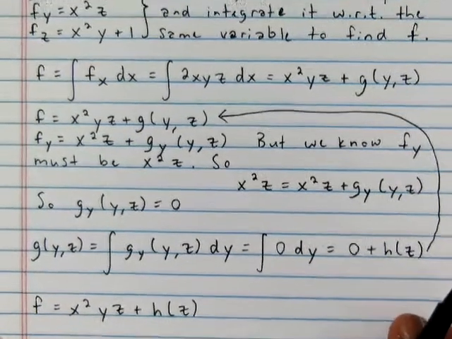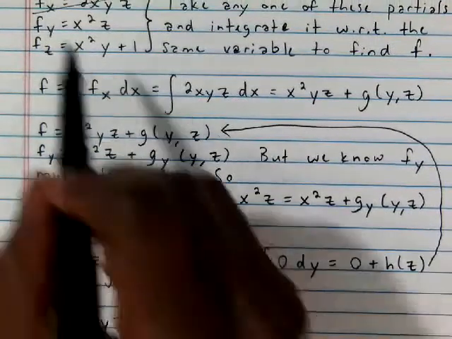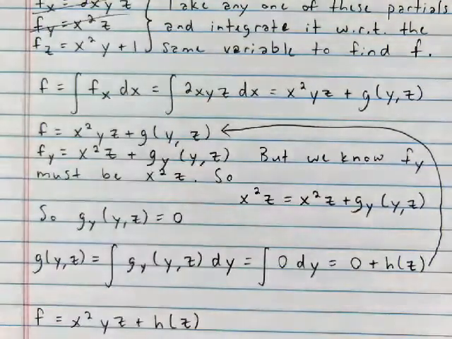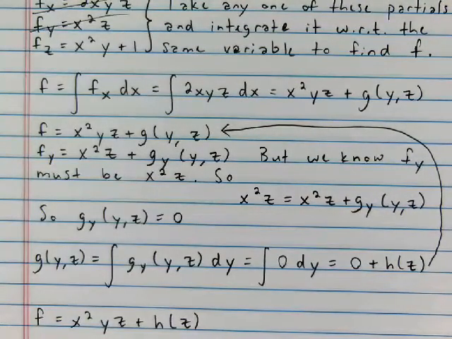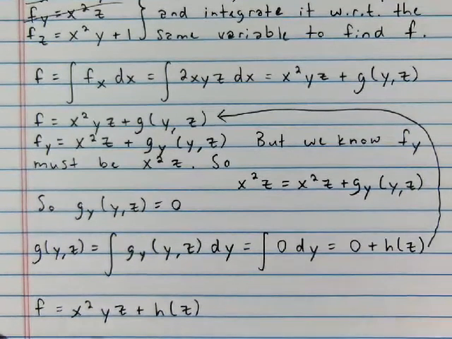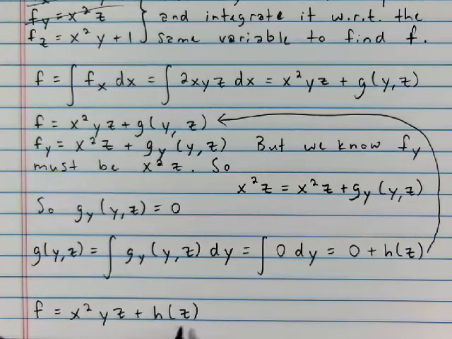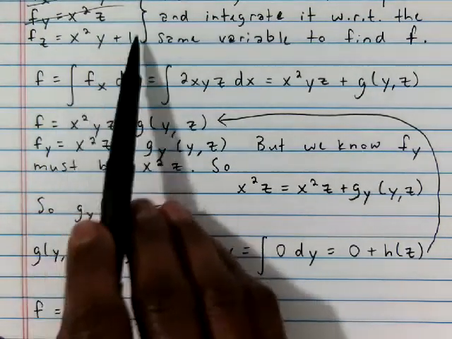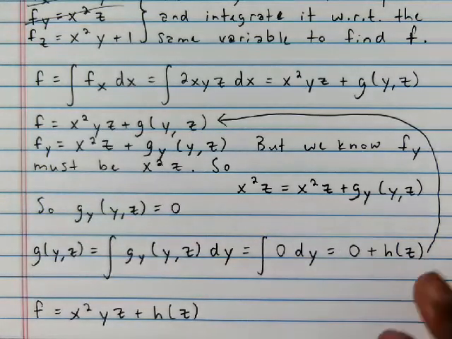And now lastly, we need to find h of z. We've used f sub x already. We used f sub y already. And now we're just going to have to use f sub z. So we're going to take the partial of this with respect to z, and use what we know, we'll find this and set it equal to that. And then we'll be able to find our h of z.